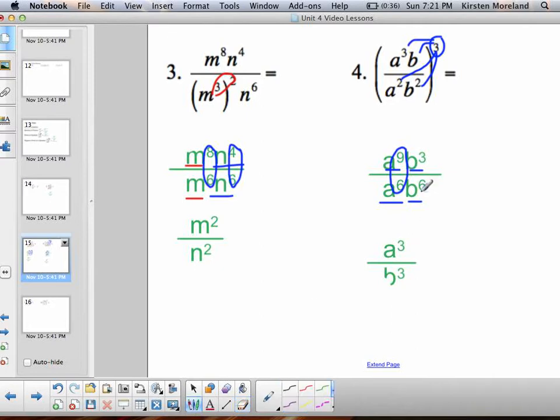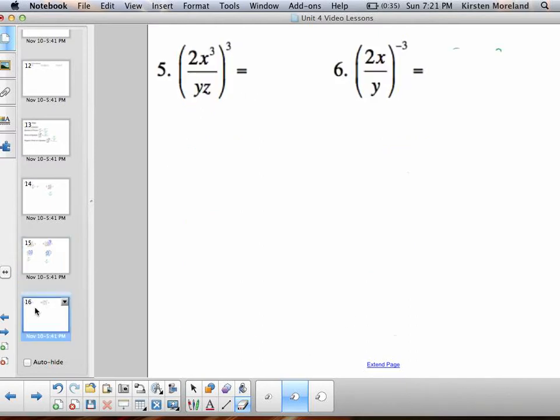And the next one, 3 minus 6 gives me a negative 3. In other words, that means it's going to be left on the bottom. So my final answer is a to the 3rd over b to the 3rd.